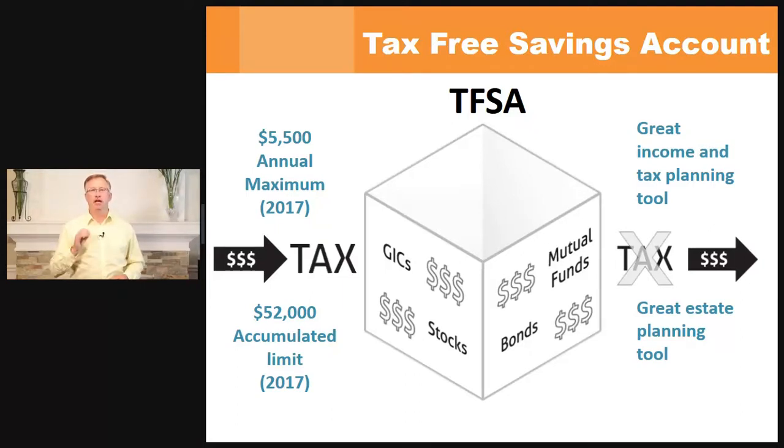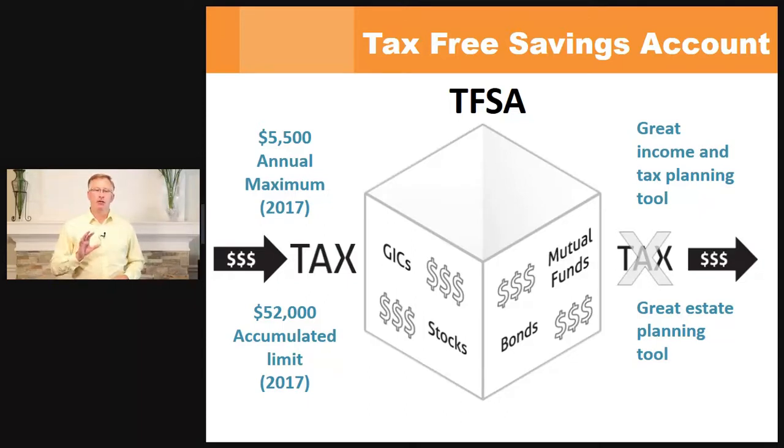Start filling up those tax-free savings accounts and leaving the money there. Then name your child as a beneficiary or name your partner or spouse as a beneficiary, and that money will transfer to them tax-free, outside of your estate, not subject to probate or estate tax. Pretty impactful, isn't it?